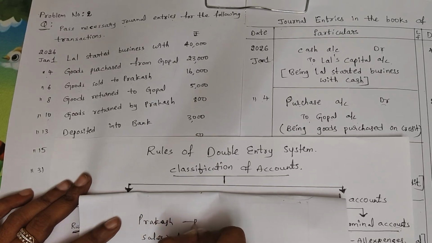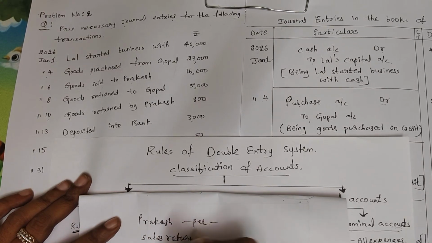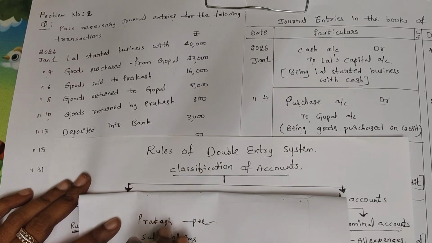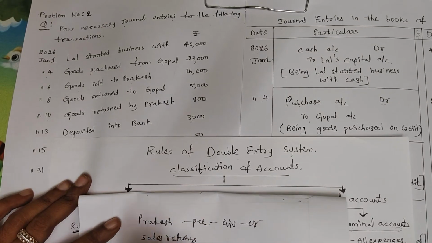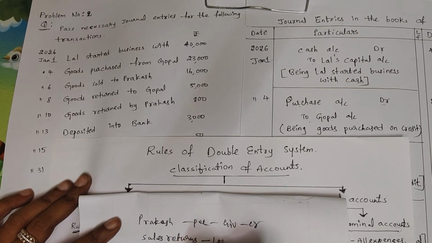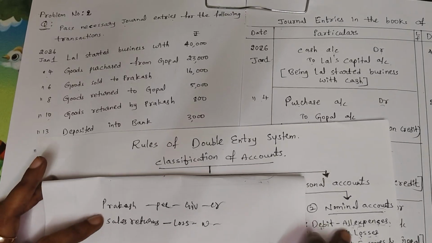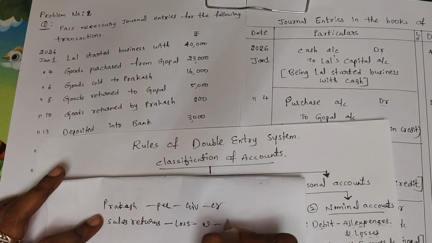Okay. Prakash is a person. It comes under personal account: debit the receiver, credit the giver. Prakash is returning goods to us, so he is a giver, and the giver account should be credit. Sales is an income, and sales return is like a loss. Loss comes under nominal account, all expenses and losses debit. Yes, so it is debit.